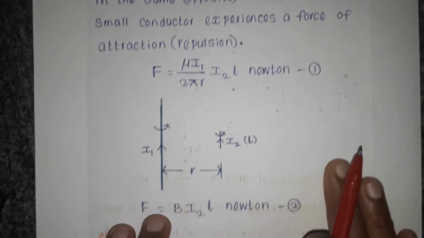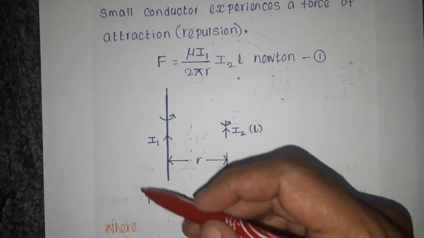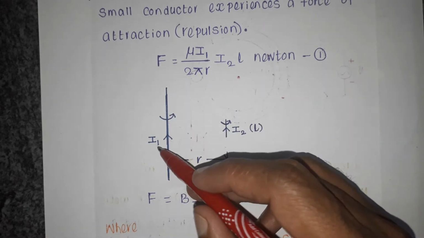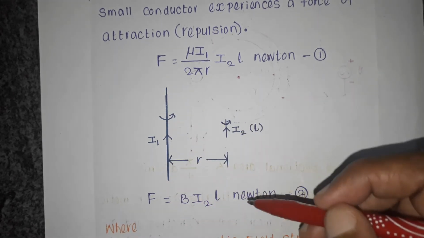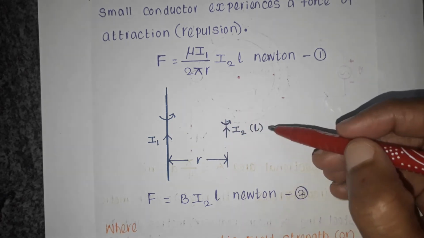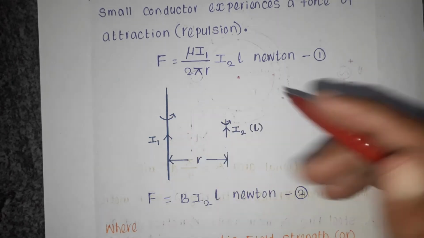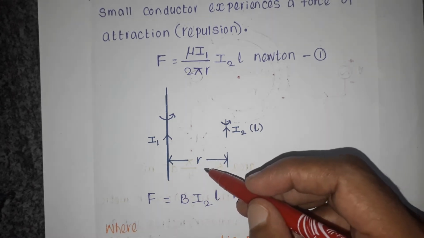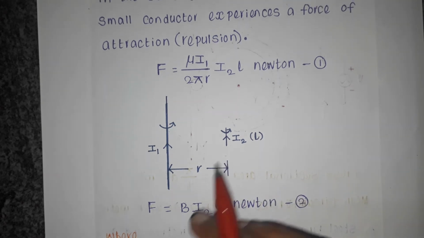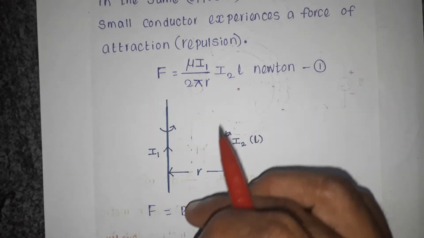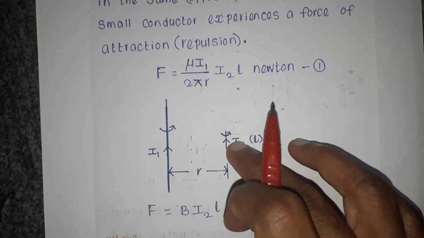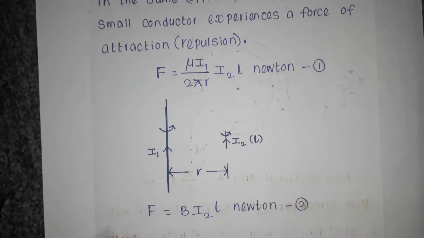So here there are two conductors. One is a very big conductor and one is a very small conductor. Current passing in this conductor is I1 and current passing in this conductor is I2. The length of this very small conductor, compared to the big conductor, is L. The distance between these two conductors is r. If there is a current in both the conductors, the small conductor experiences a force of attraction or otherwise a repulsion.